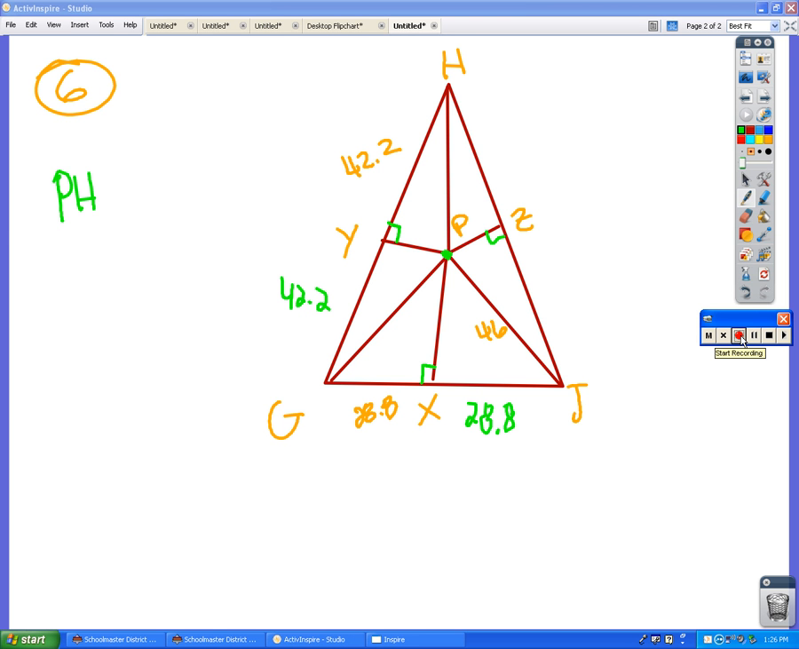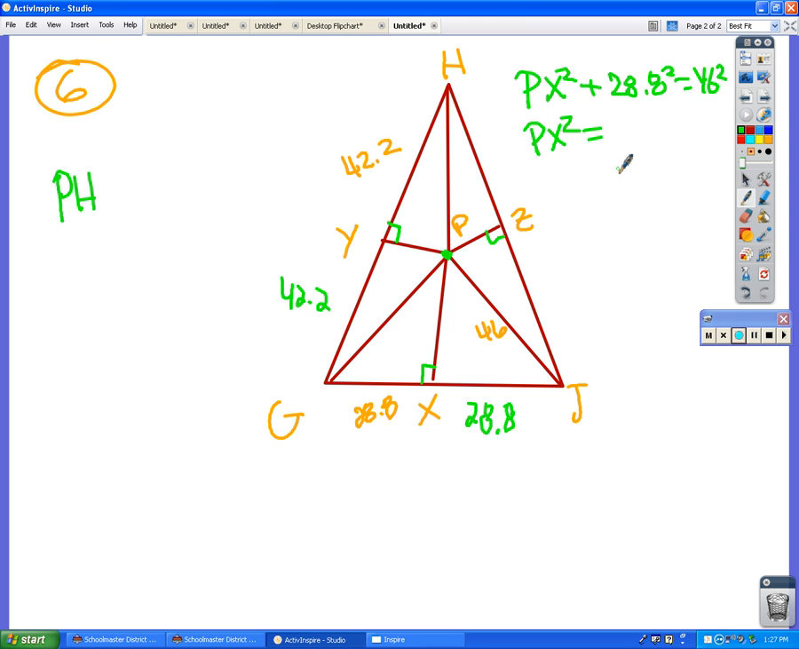Okay, so it's more work than I thought. All right, so here we go. Sorry about that. I thought there was some fun property of the orthocenter that we could use to make this really easy, but unfortunately there's not. But since these are altitudes, they make a right triangle. So I'm going to use this right triangle right here to figure out what this side is. You guys can all do that, right? So I'm going to say PX squared plus 28.8 squared equals 46 squared. Anybody got that going for me?